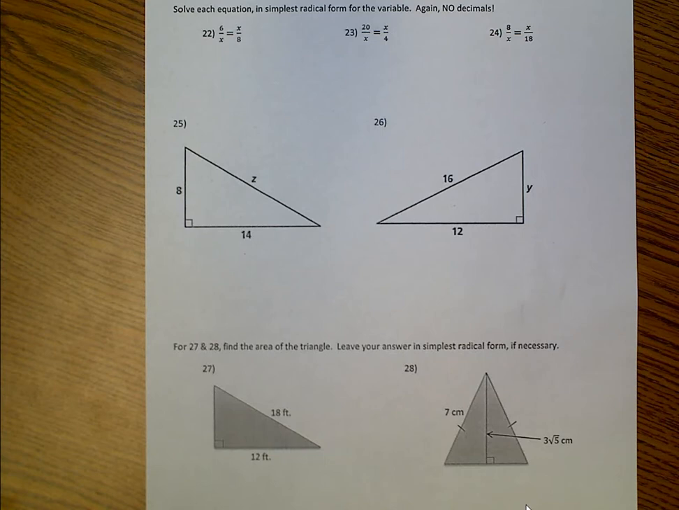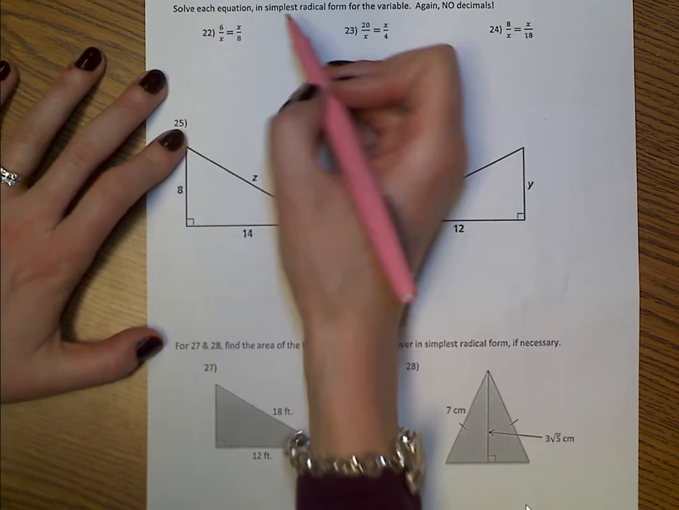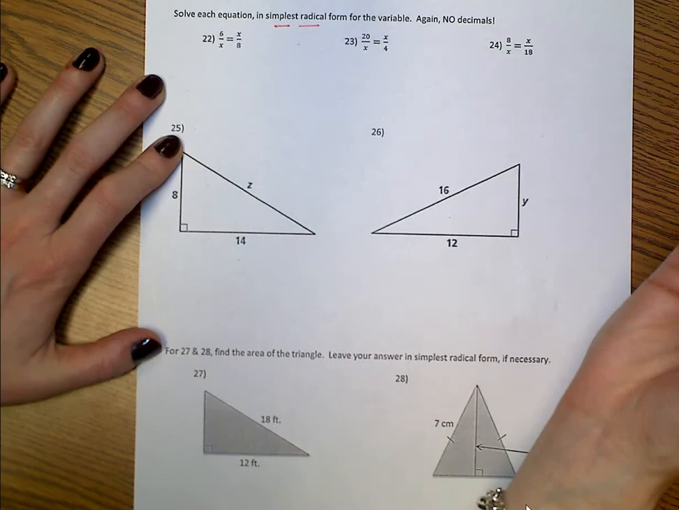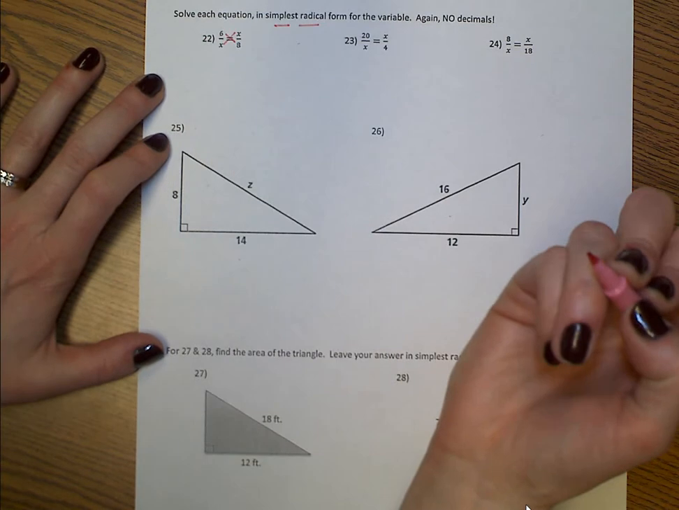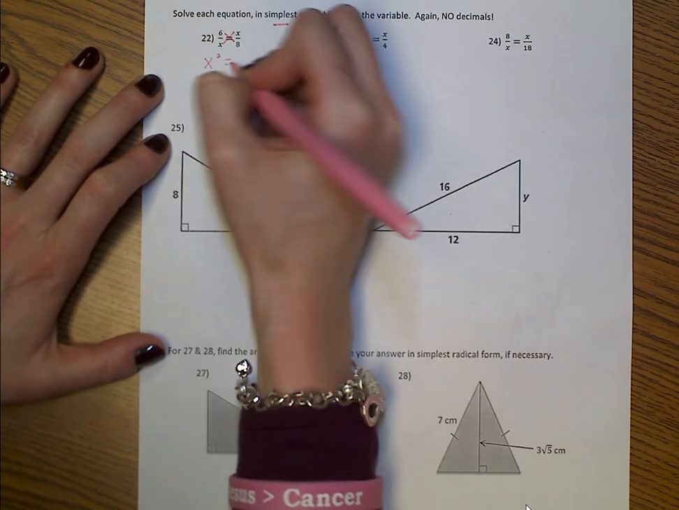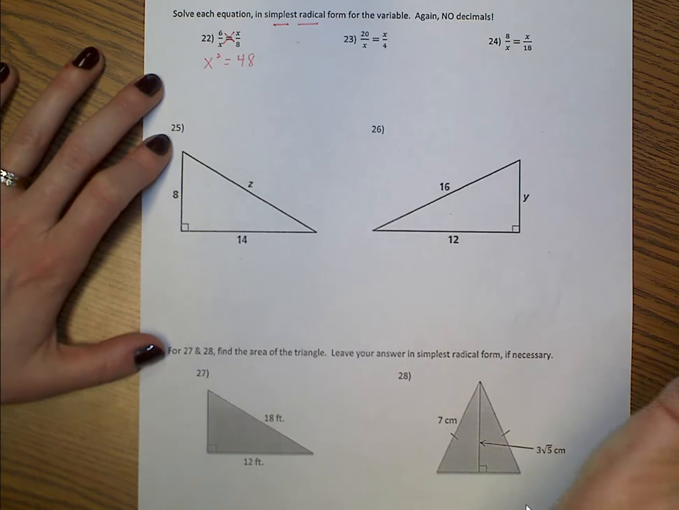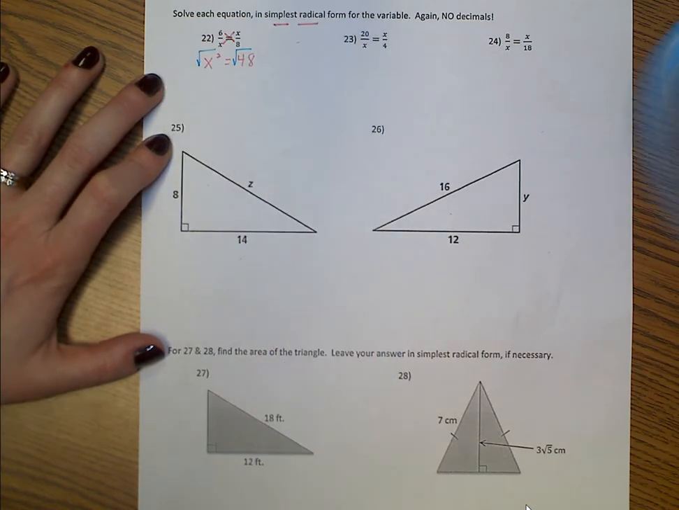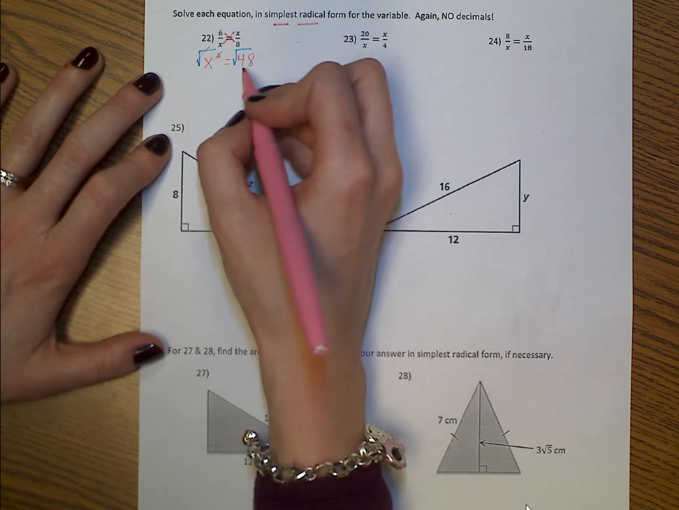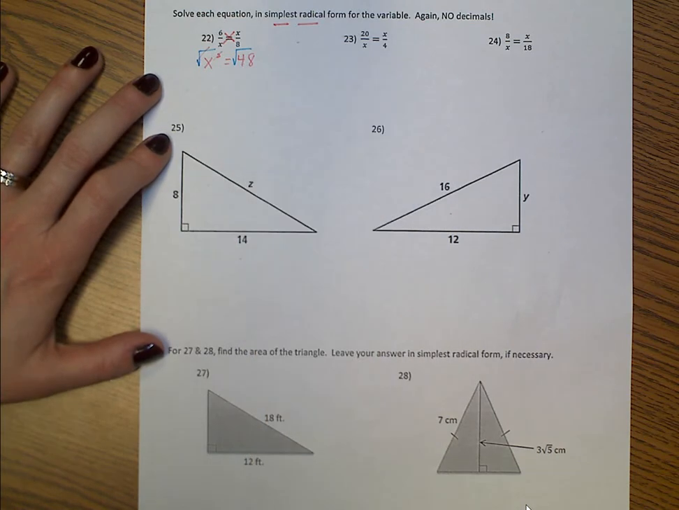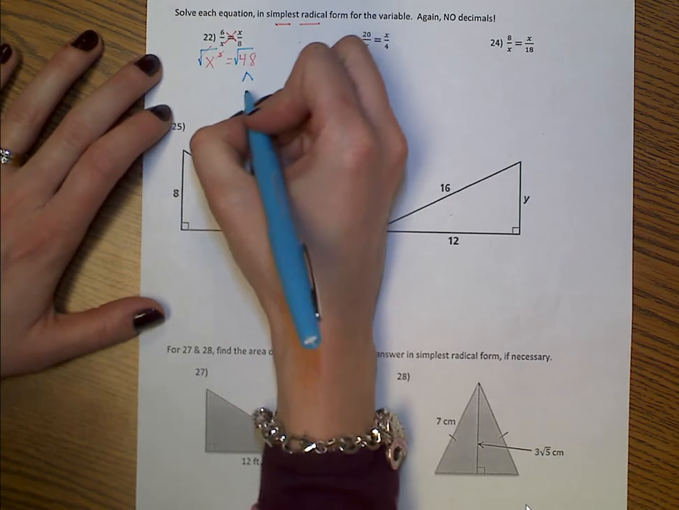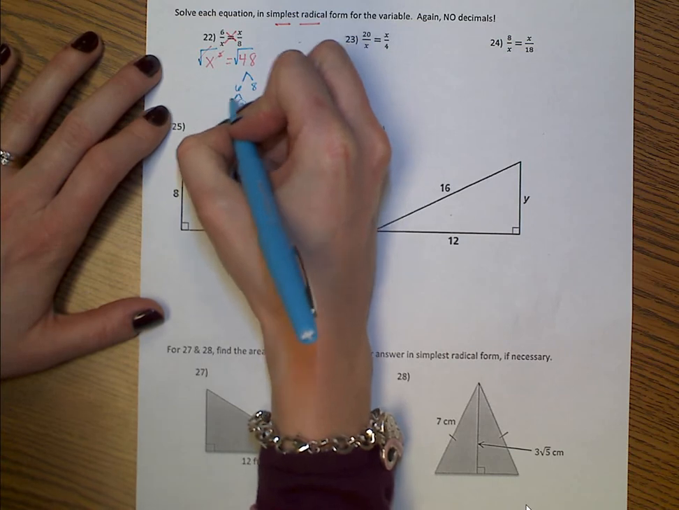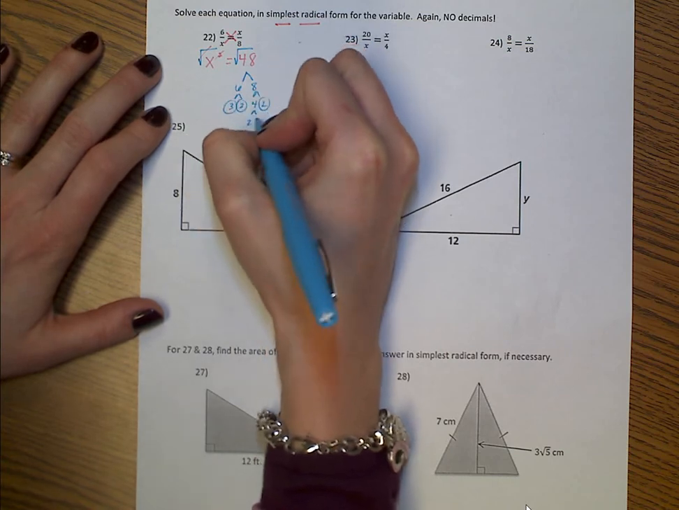For number 22, you want to solve it, and again, write your answers in simplest radical form. That means factor trees, not decimals. If I see a proportion, I'm going to cross multiply. So x times x is x squared, 6 times 8 is 48. Okay, I'm going to square root both sides to simplify and solve for x. Now, square root 48 is what I want to do. I know that I need to do factor trees, though, to kind of make this the best answer possible. So let's see, I could do 6 and 8, 3 and 2, 4 and 2, and then 2 and 2.